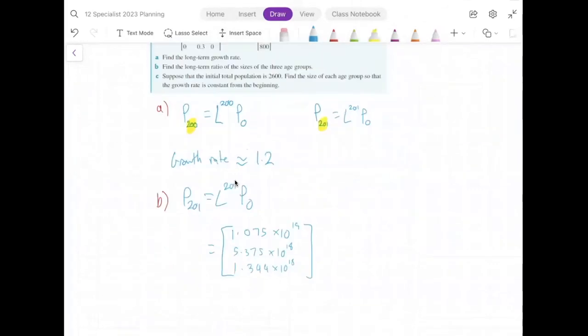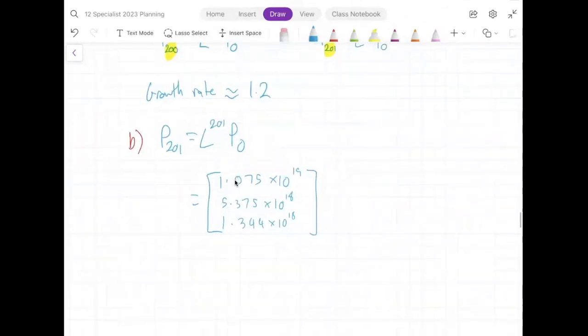Now, to find my ratio between these groups, or to find a ratio between three numbers, I want to have one number that's consistent. That's normally going to be my smallest number. So this is my smallest number here in my matrix. Now, the first step is going to be to divide. I'm going to do 5.375 times 10 to the 18 divided by 1.344 times 10 to the 18.